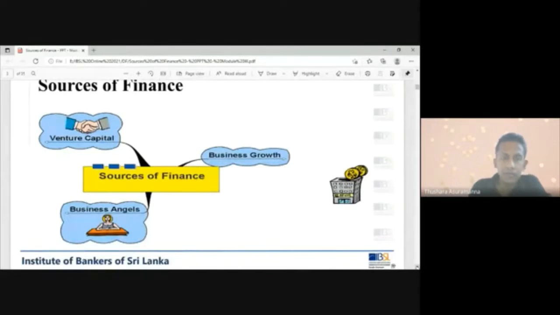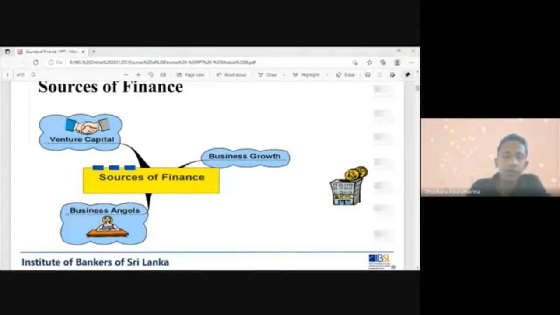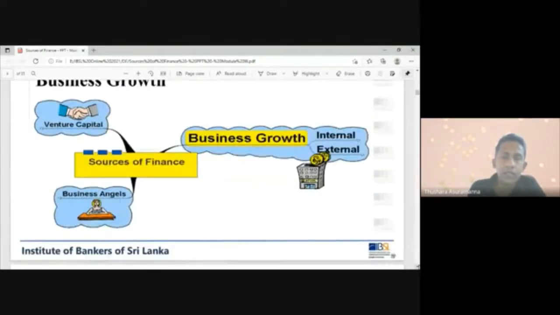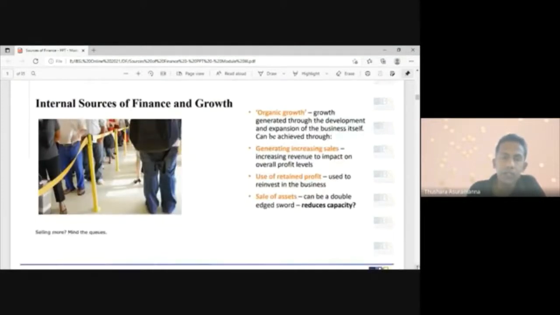So generally, the sources of financing are threefold here. That's what we are going to discuss: business growth, venture capital, and business angels. There may be many more, but we are limiting our discussion to these three areas during today's presentation. We're starting with business growth, that is internal and external. Then we will move to venture capital and business angels a little later. So, starting with internal sources.